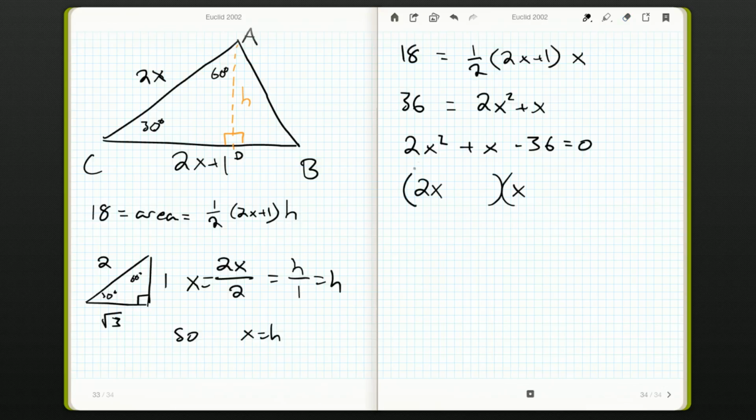So if it's going to factor into something nice, we're going to have the 2x and an x split up. And now we need to start thinking of things that multiply to negative 36. So what things multiply to negative 36? I'm thinking 36 and negative 1, negative 12 and 3, these sorts of things. And I need 2 times one to add up to the other.